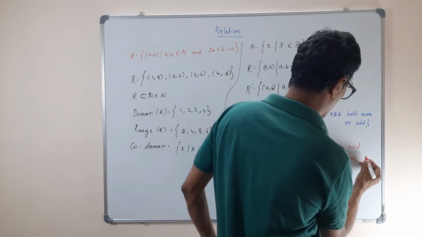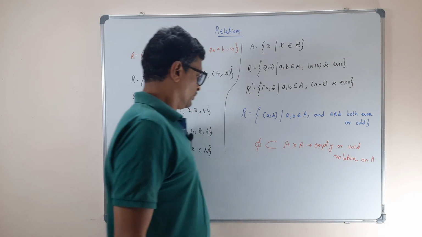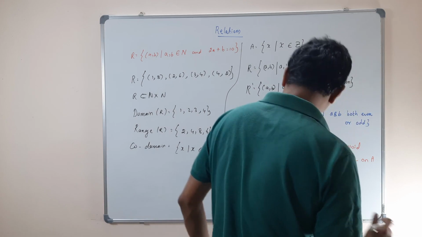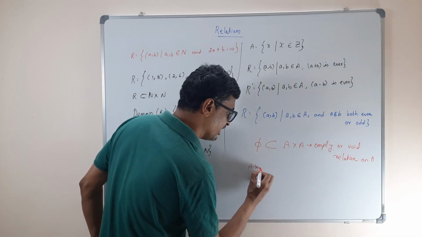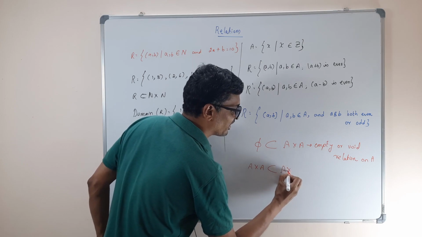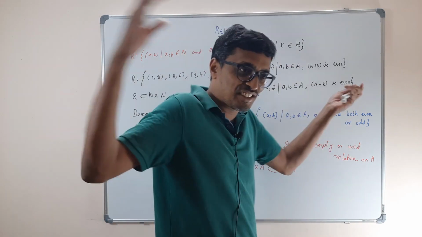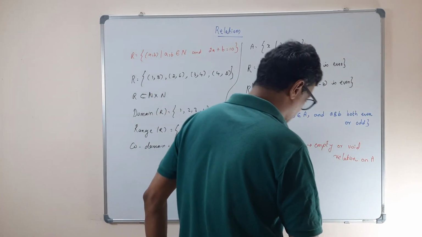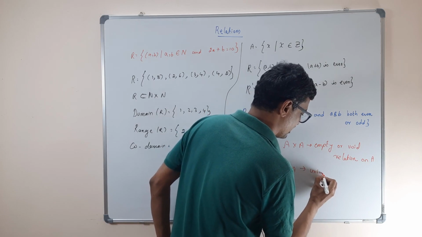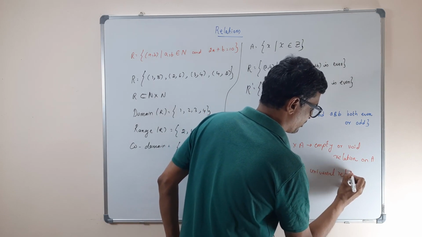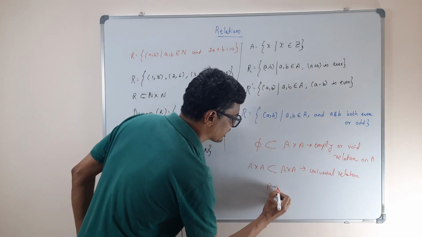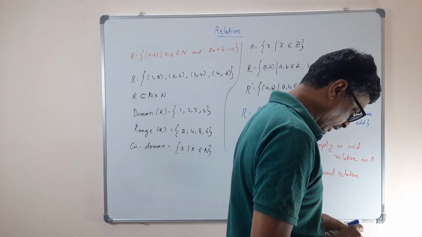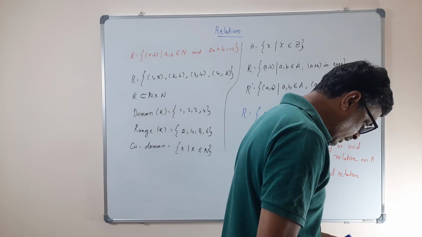Relation on A. Similarly, A cross A is also a subset of A cross A. So of course the entire A cross A itself can be one relation. Am I right? Then it is called a universal relation on A. What is the universal relation? R is nothing but A cross A.